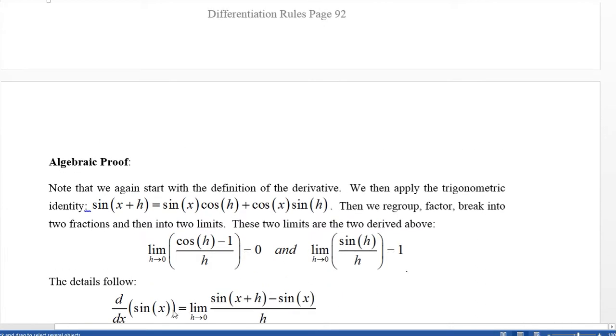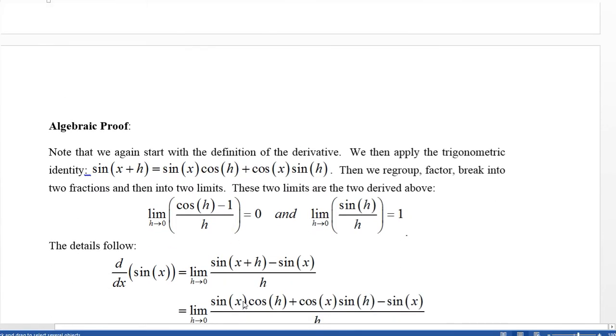Alright, so here are the details. The derivative of sine x is the limit as h goes to 0 of sine of x plus h minus sine of x divided by h. And what we're going to do is take this sine of x plus h and apply this identity here. So sine of x plus h is now going to be replaced by sine of x times cosine h plus cosine of x times sine of h. And then we still have our minus sine x, we're still over h, and we still have our limit. Bring down our equal sign, so we get all that.